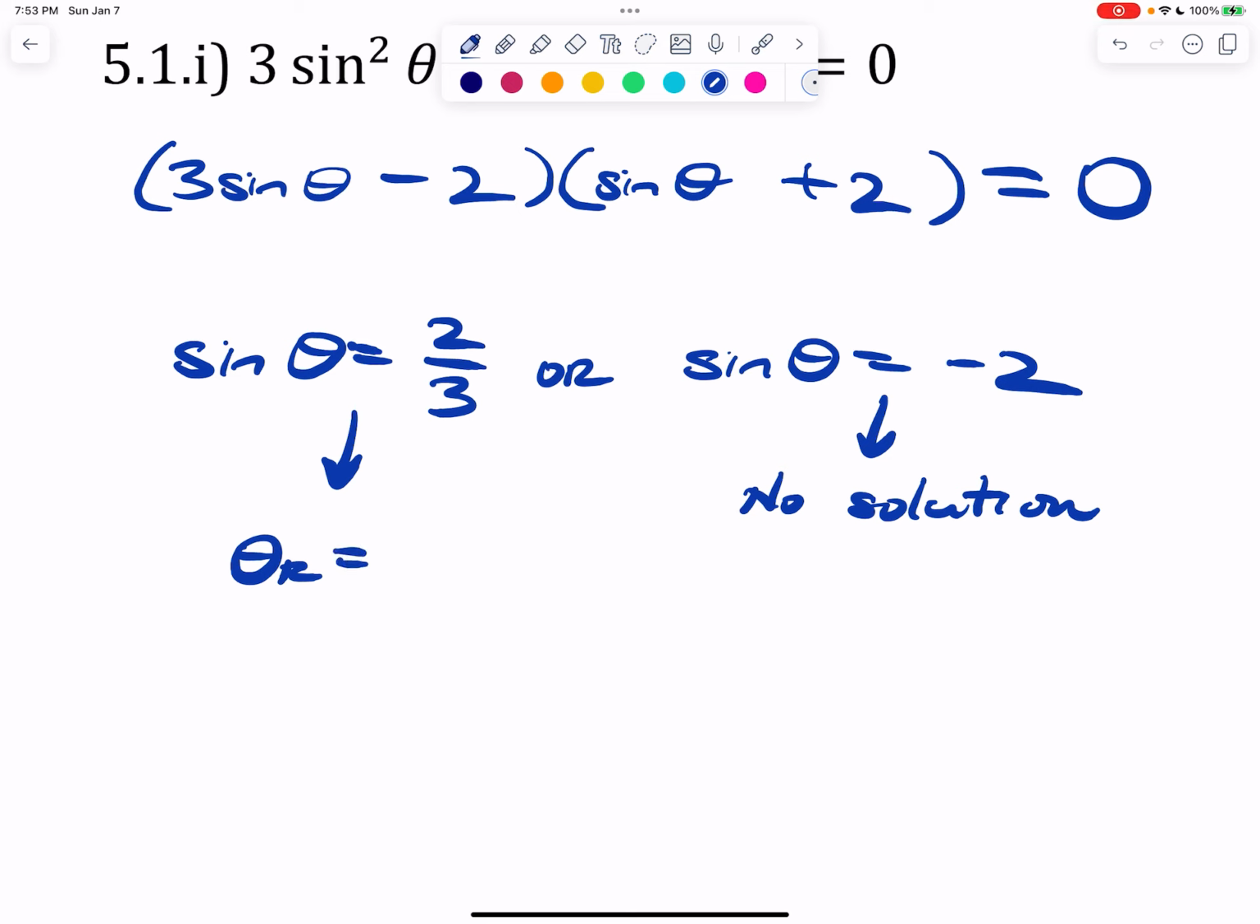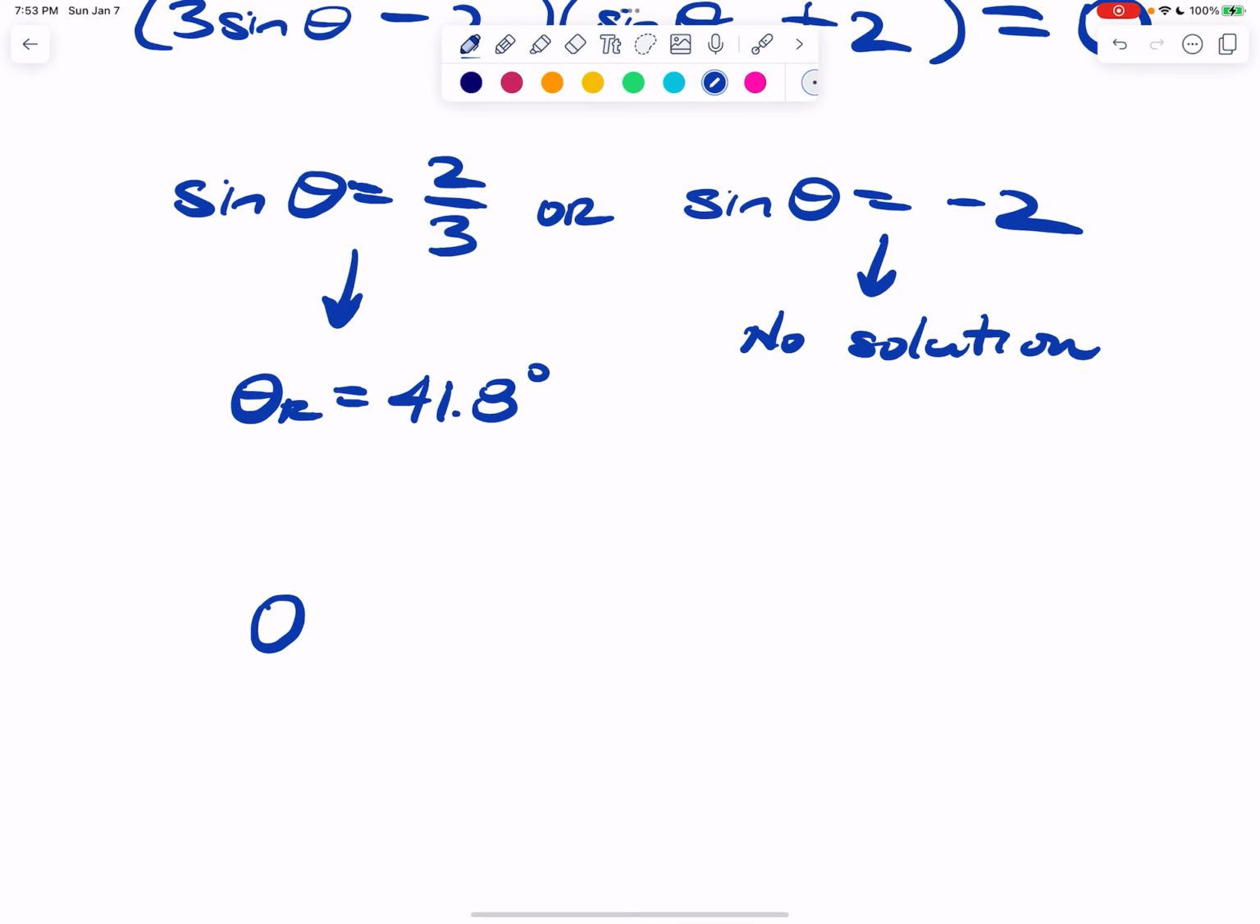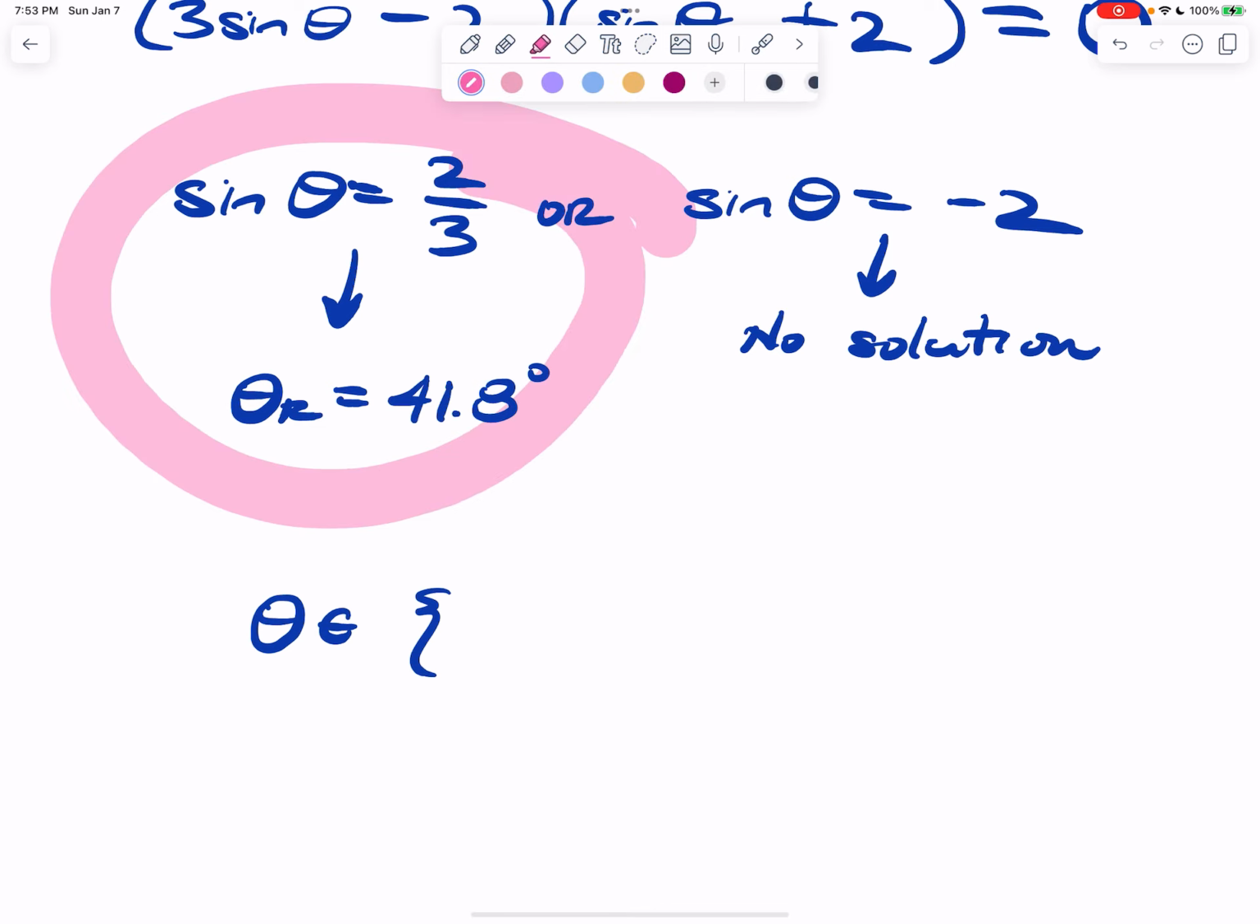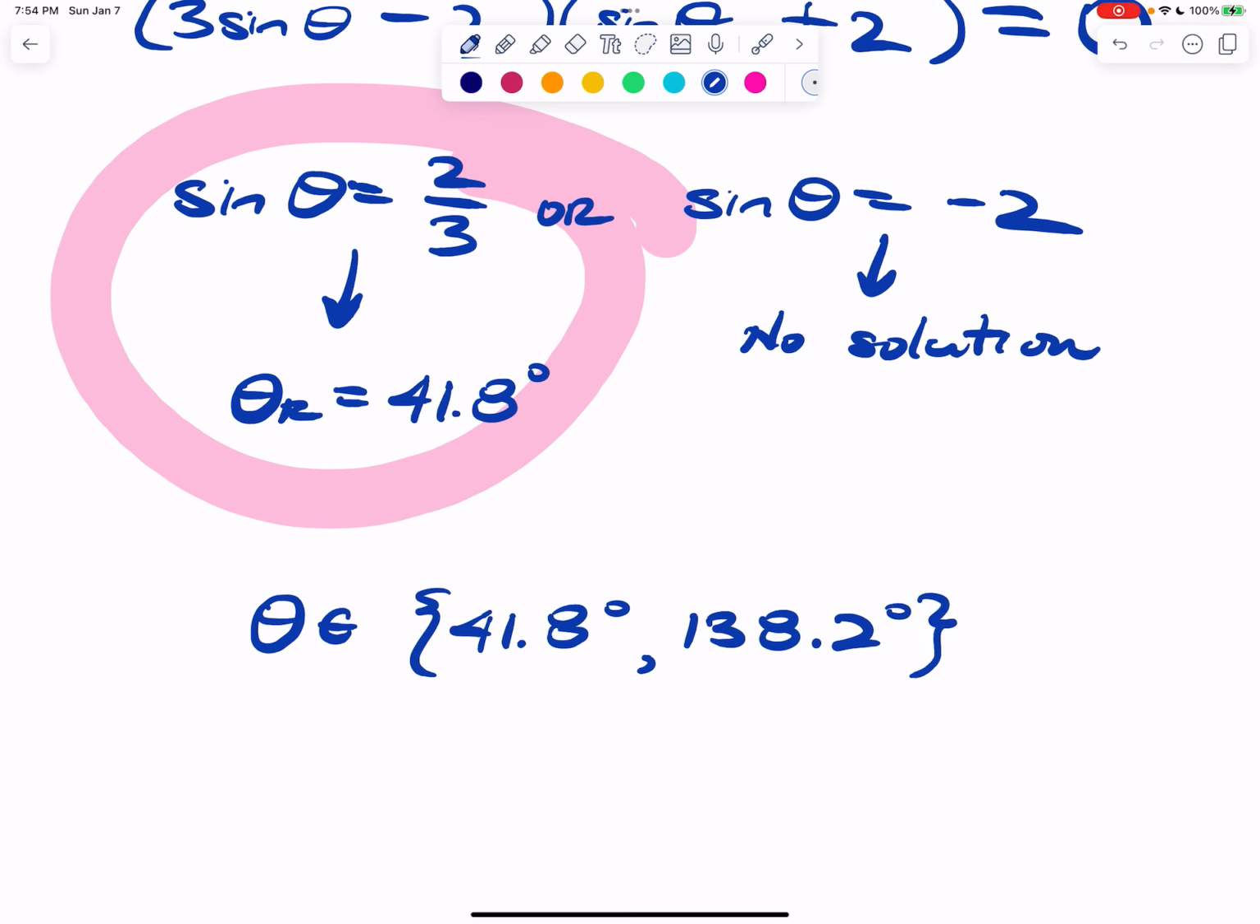For the other one, we'll find the reference angle, which is just like the previous one, right? Positive 2/3. So 41.8 is our reference angle. Therefore, for this equation as a whole, it's only this left branch that we need to be concerned with. The right branch gave us nothing. So for that left branch, we're dealing with quadrants 1 and 2. So quadrant 1, 41.8 degrees, and quadrant 2, 138.2 degrees.